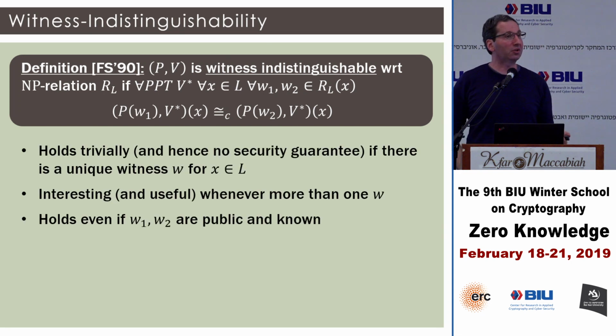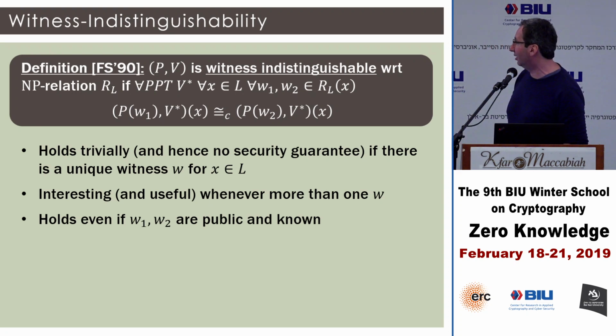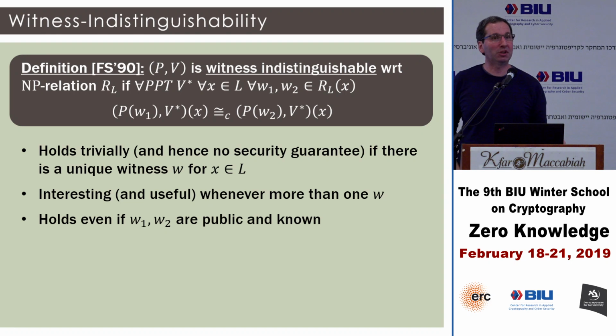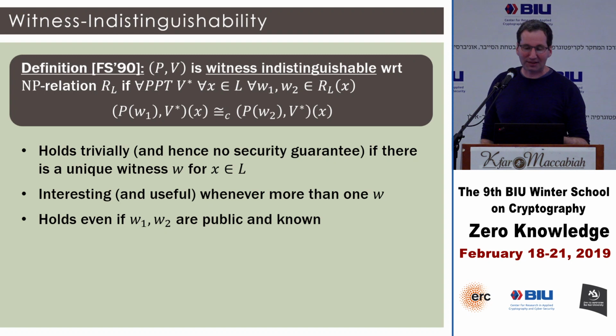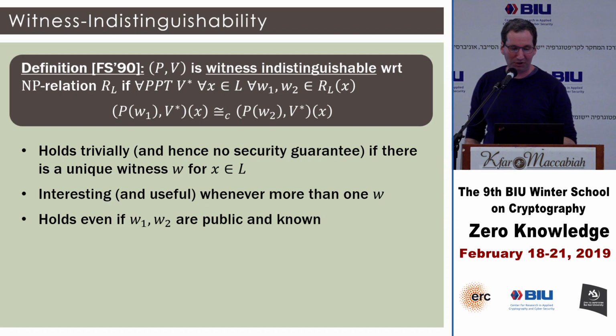And I want to point out something that some of you might have thought about, is that if there's a unique witness, then witness indistinguishability holds trivially, right? Because it holds in a vacuous way, which means that sending the witness is a witness indistinguishable protocol. And it's clearly not a secure protocol, okay? So witness indistinguishability is interesting whenever you have more than one witness. And you have to design things so that you have more than one witness. And again, I emphasize that this is interesting even if the witnesses are known, are public and known.